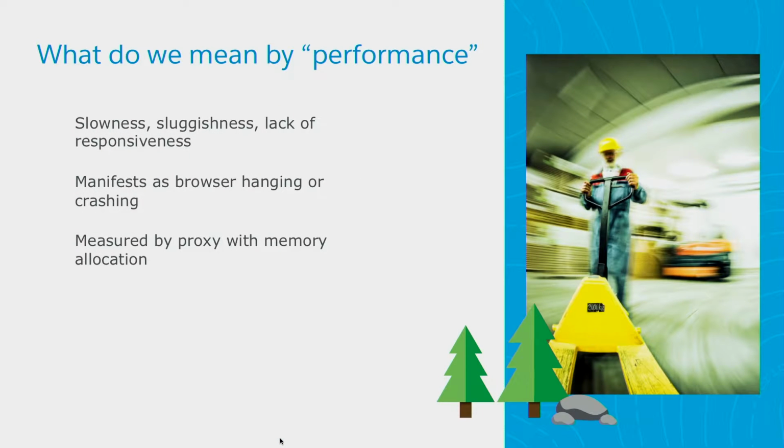So before we get too deep, I want to talk about what we mean by performance. In this context of the presentation, we're talking about a slowness or a sluggishness or a lack of responsiveness in the console application that your end user experiences. It often manifests as your browser hanging or crashing or actions being swallowed up and never actually happening on the console. And for these purposes, we're measuring it by proxy with memory allocation.